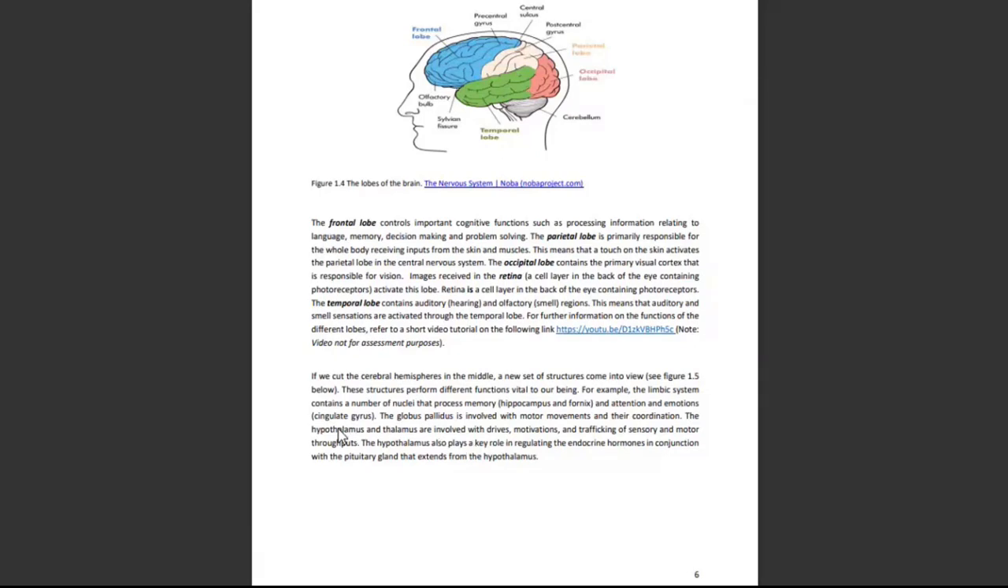So these are the key structures that you need to know before we move further to the next chapter. We have the hypothalamus and thalamus, which determine drive, motivation, trafficking, sensory and motor inputs. The key function of the hypothalamus is that it plays a key role in regulating endocrine hormones in conjunction with the pituitary gland that extends from the hypothalamus.